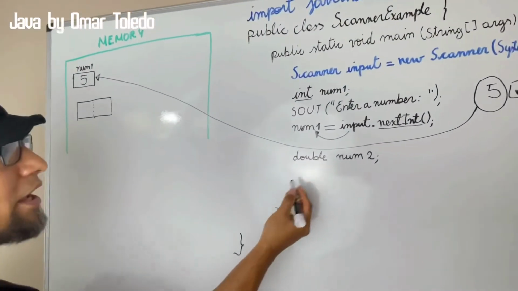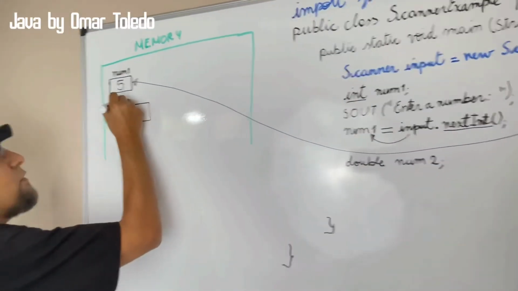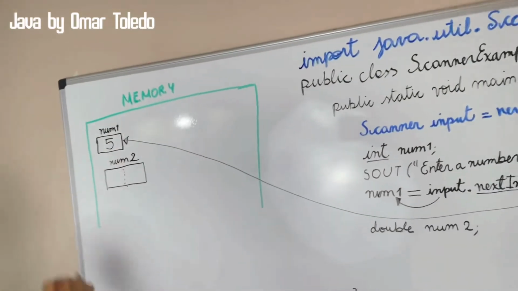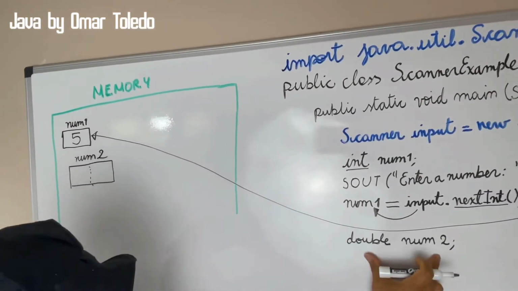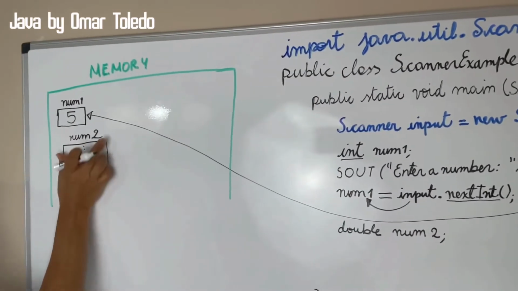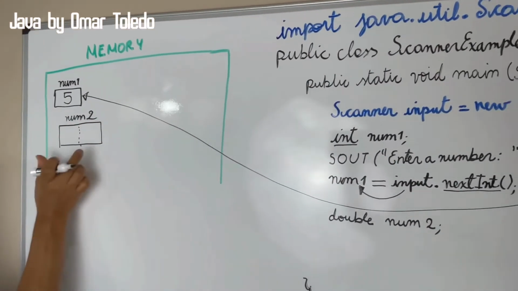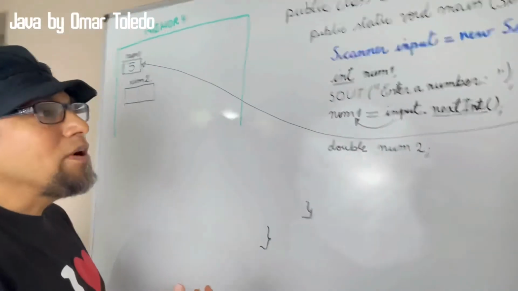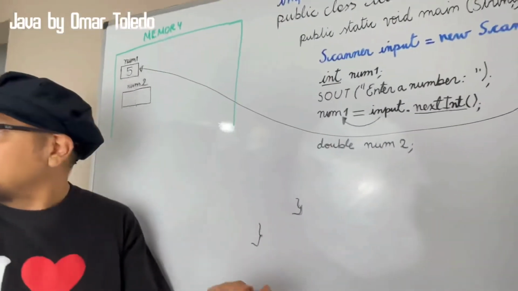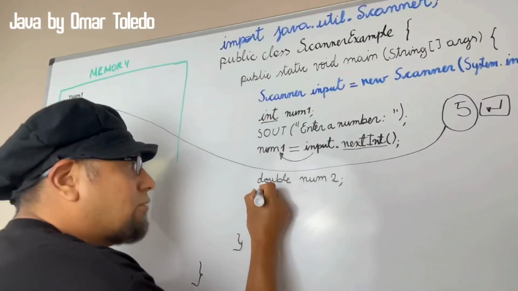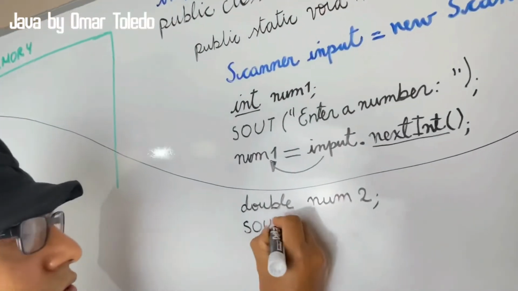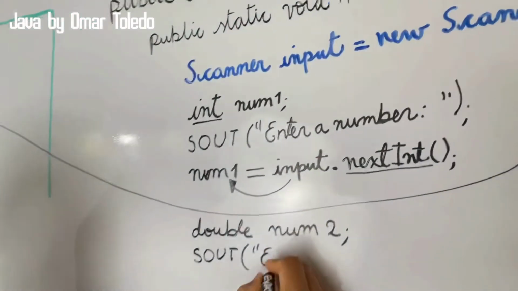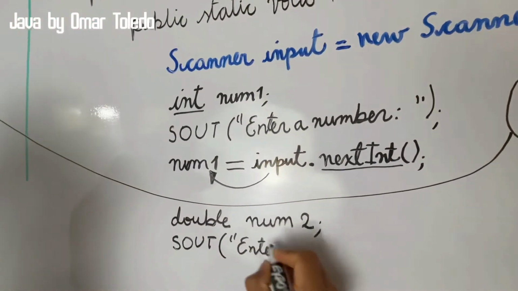So now what happened? I have a double num2. Let me write it down here. Num2. Remember, when you create that in Java, it immediately creates in the computer memory the variable num2 to store decimal numbers. Now you would like to tell the user, enter a decimal number. So system.out, S-O-U-T, system.tab, boom. And you display enter a decimal number.